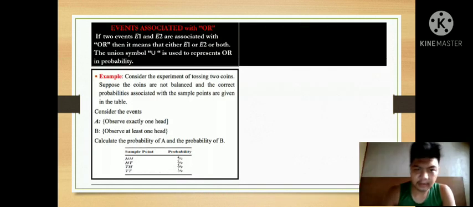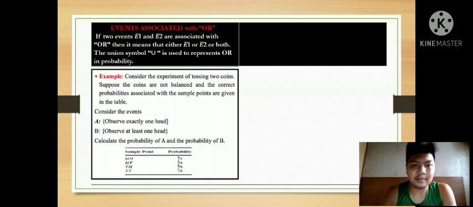Number 13. Event associated with OR. If events E1 and E2 are associated with OR, then it means either E1 or E2 or both. The union symbol U is used to represent OR in probability. Example: consider the experiment of tossing two coins. Suppose the coins are not balanced and the correct probabilities associated with the simple points are given in the table.